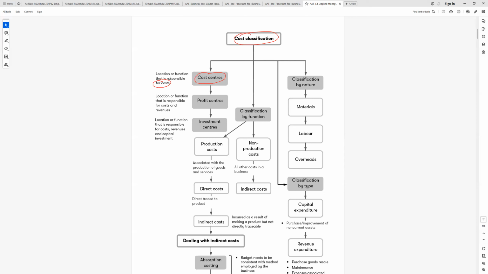They're not responsible for the revenue. They're not responsible for the profit. They're only responsible for the cost. For example, let's say one car company, BMW, and this car has different departments. For example, in one department they make the engine, in another department they make the seat, in another department they make the glasses. So every department is a cost center because they don't make any profit.